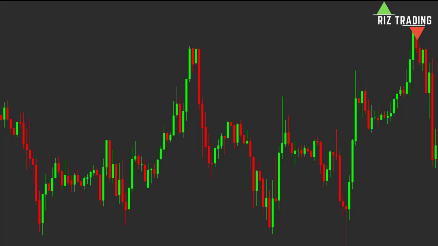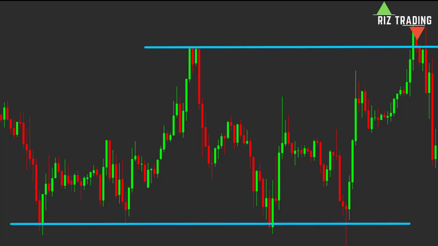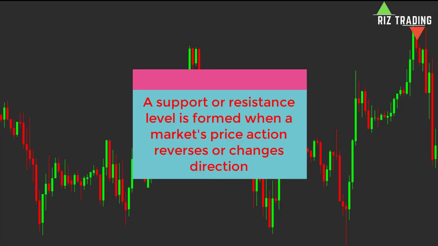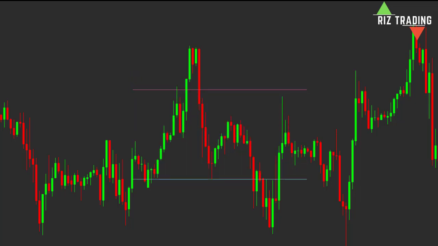Support and resistance levels are horizontal price levels that typically connect price bar highs to other price bar highs or lows to other lows, forming horizontal levels on a price chart. A support or resistance level is formed when a market's price action reverses and changes direction, leaving behind a peak or swing point in the market.